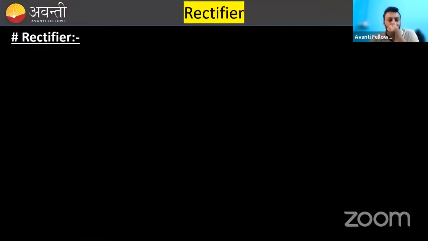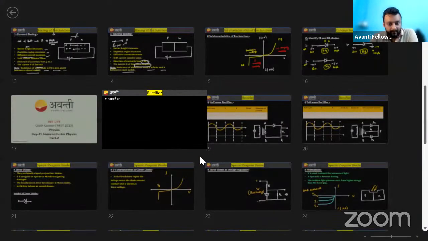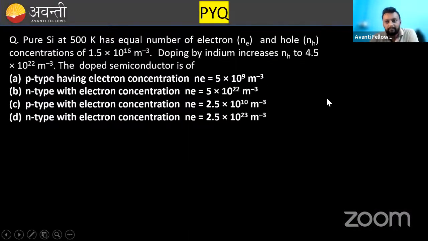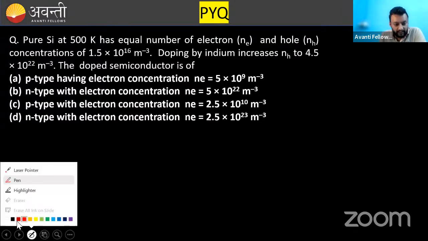So today we are going to start with rectifier. Before starting with the rectifier, let's do a few questions of the previous class. This is the question that you should solve. This is a very easy question. Just tell me which formula we are going to use here. I will solve it, but you should tell me the formula.